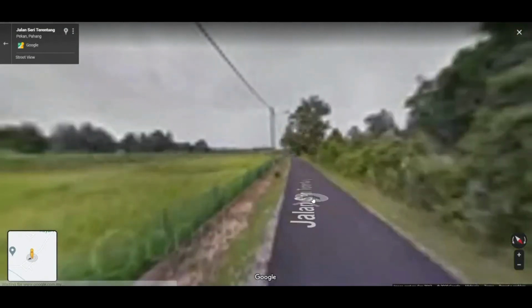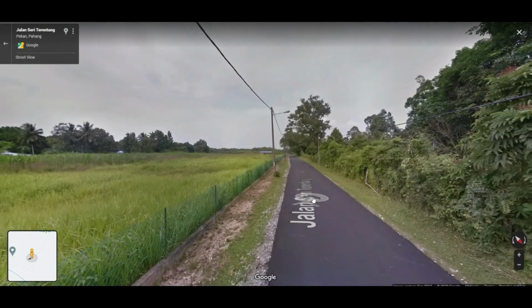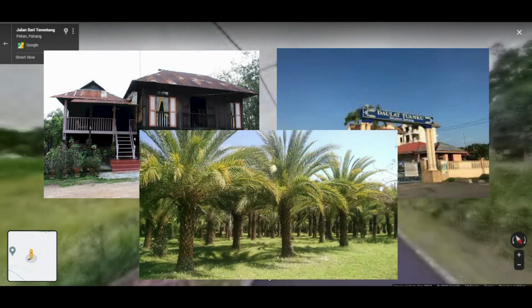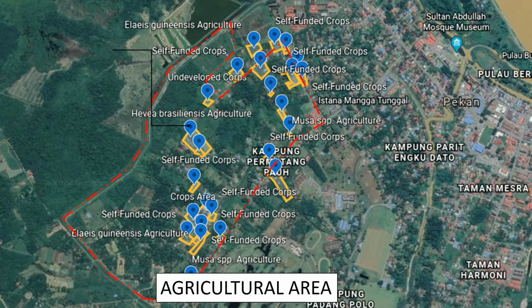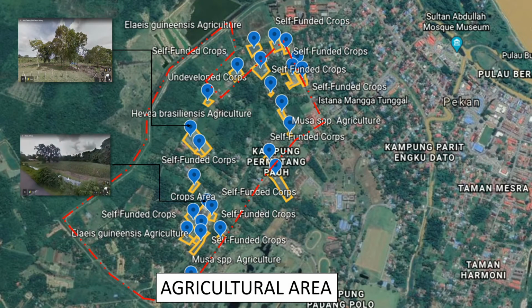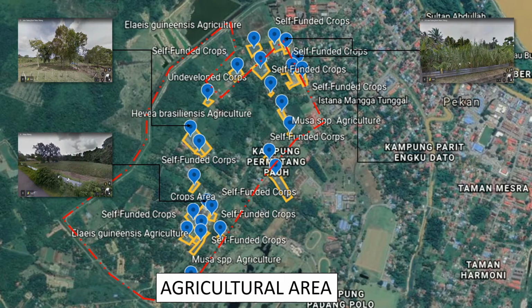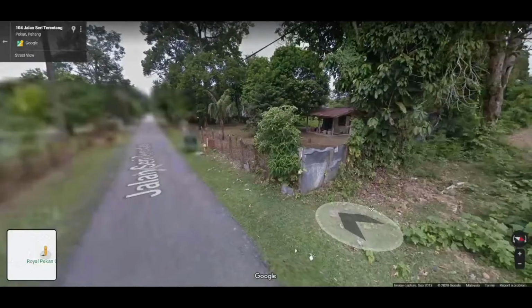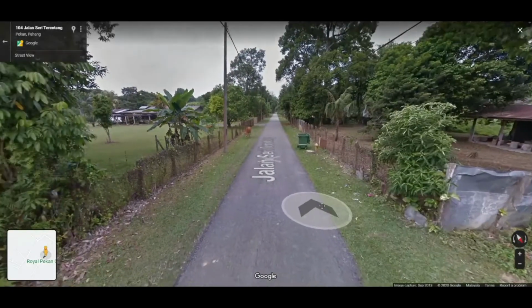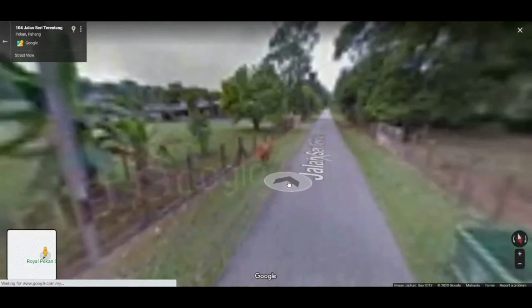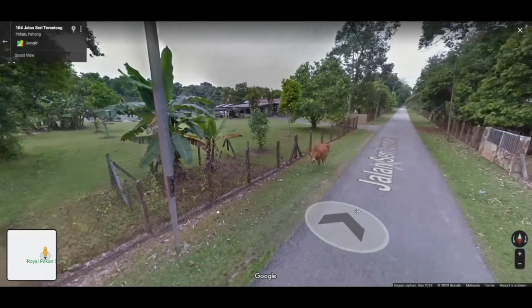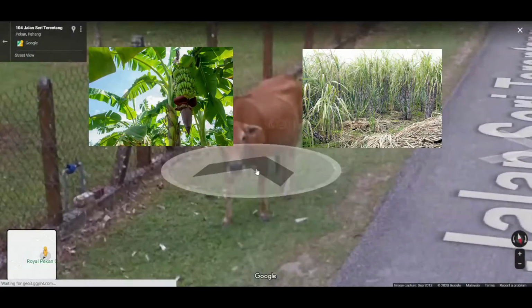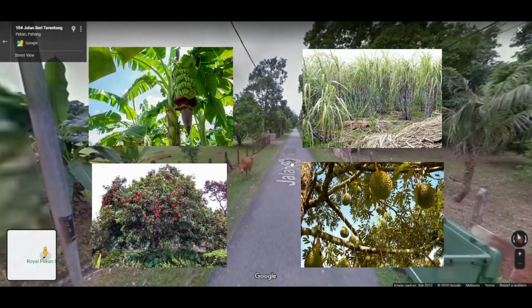So in Kampung Pematang Pau, there are various land uses that you will see, such as residential area, educational area, and agricultural area. There are many agricultural sites in Kampung Pematang Pau, which are self-funded crops, musal species crops, palm oil tree crops, sugarcane crops, and many more. And these crops are usually located near the residential area, and some of the houses have their own agricultural space. Most of the vegetation in this area is edible, such as bananas, sugarcanes, rambutan, durian, and so many more.